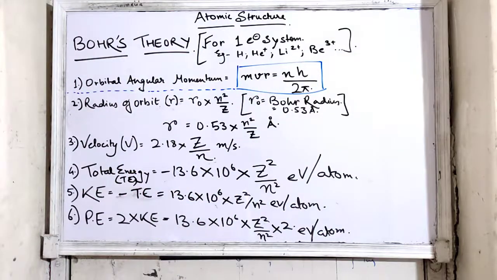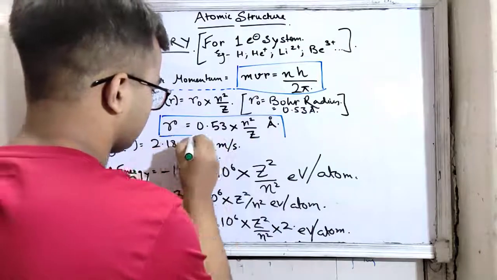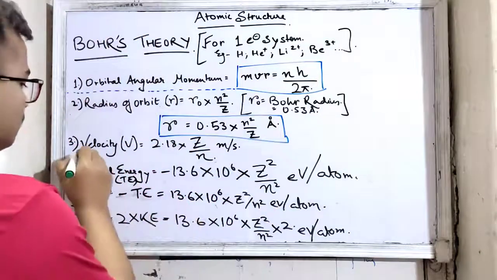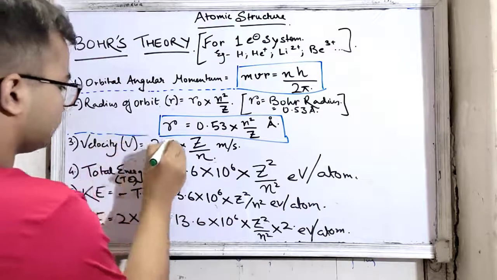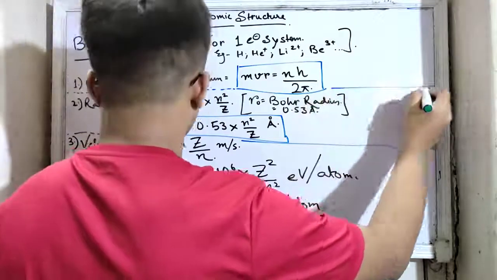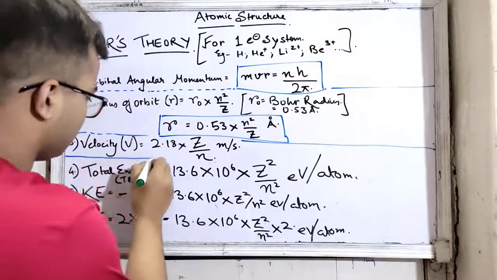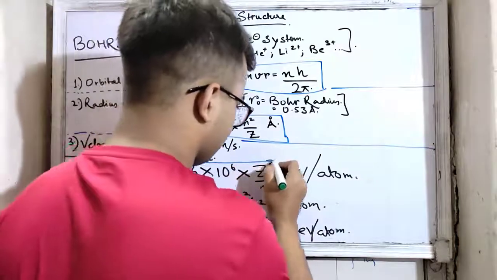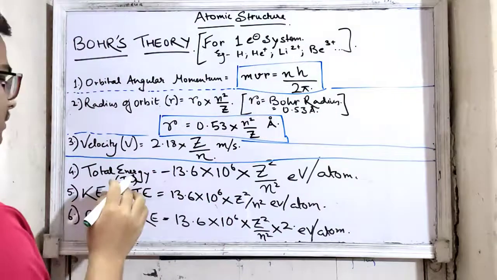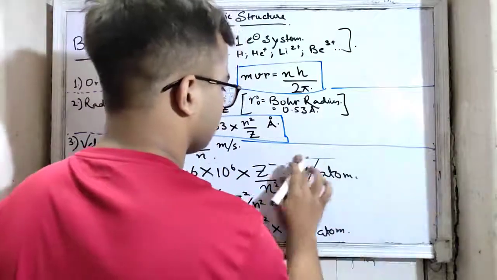Next thing we learned is the radius of orbit, this one. Moving on, the next one was the velocity. What is the velocity? Velocity is 2.18 into z by n meter per second. Okay, it's becoming untidy. Let's keep it clean.